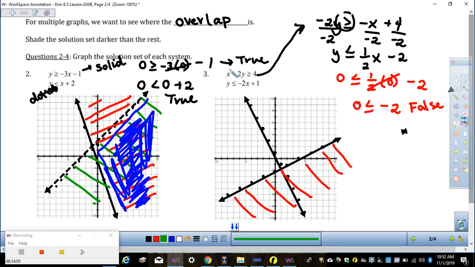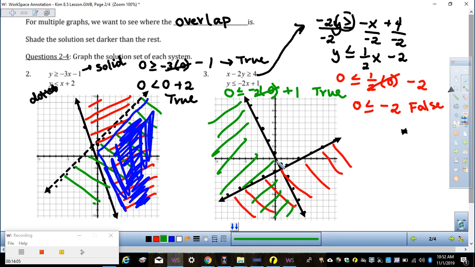When I do the same thing with my second inequality, I'll do that up here since it's already in slope-intercept form for me. That goes away. I get that 0 is less than or equal to 1. That is a true statement, which means I need to shade to the left and below this line.